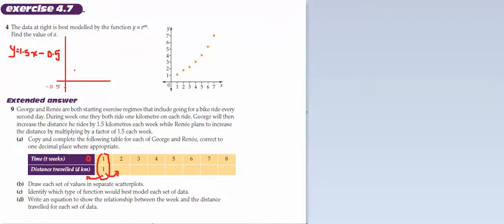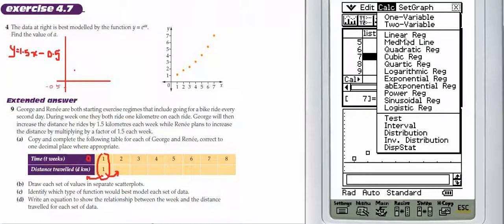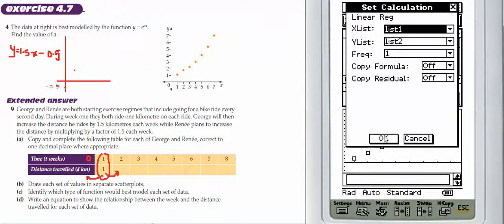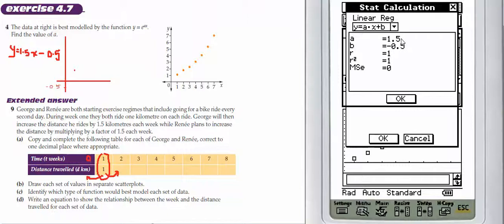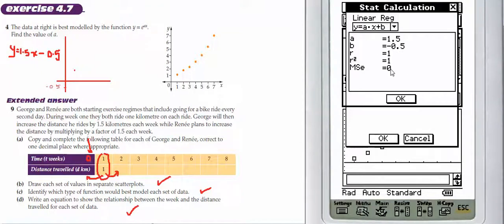So if I bring up my calculator again, and I go back up to my table, and I calculate a linear regression, I'm going to find that a equals 1.5, and that makes sense, that's my gradient. But b equals negative 0.5, which is my y-intercept. Because if I go back to 0, then it's going to have to be 1.5 less than 1. So I've drawn my scatter plot. I think it's linear, and I've come up with my rule. That's my rule there, and my calculator confirms it, gives me the same rule.